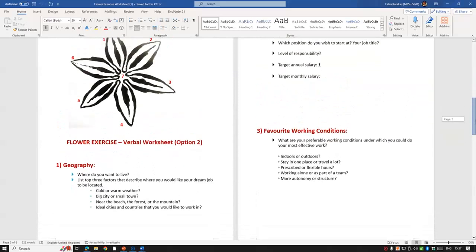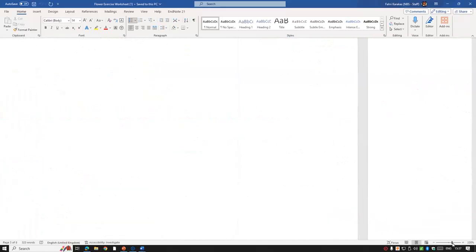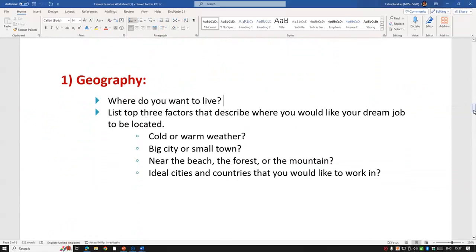Geography. Where do you wish to live? You can just overwrite these. Any countries, cities, you can put them here. What are the top 3 factors that describe where your dream job is located? Do you prefer cold weather or warm weather? Big city or small town? Beach, forest, or mountain? Do you have any ideal cities, countries? Just explain these and why you prefer them. Location and geography is the first one. Quickly capture your initial ideas now.